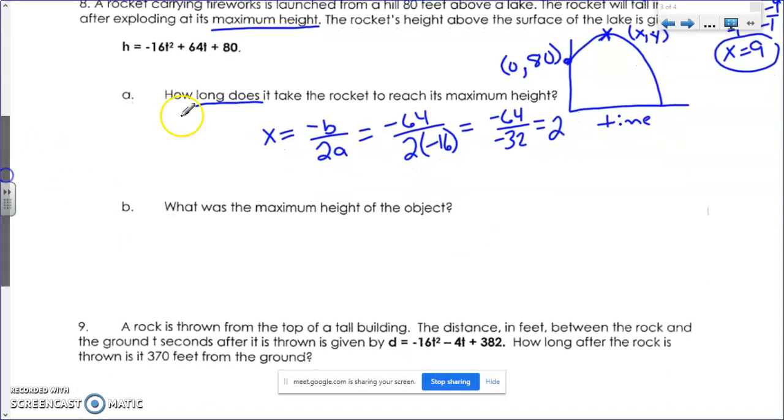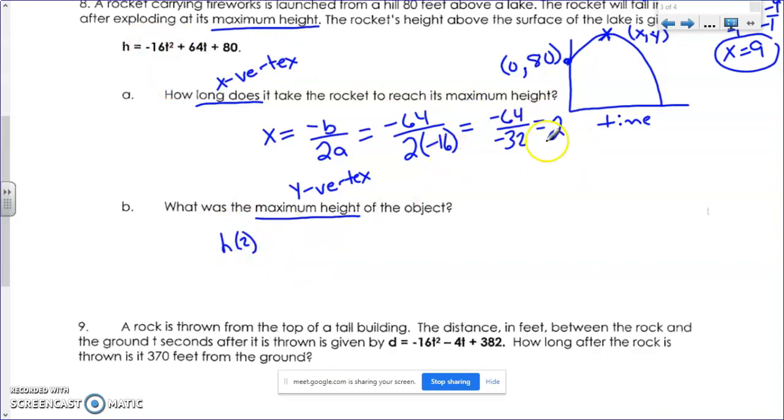All right, now, that's the x of the vertex, how long it took to get to that height. Now I need to find the maximum height. What would that be? The y part, right? The height is the y of the vertex. So this is the y of the vertex because it's asking how high. How would I find it? Plug in 2. So I have h of 2 because I know that the vertex is at 2. So then I plug in 2 in order to solve for the y.